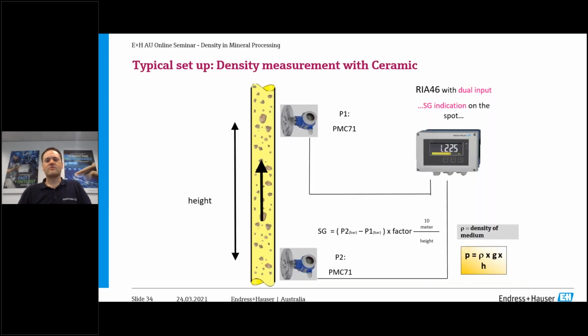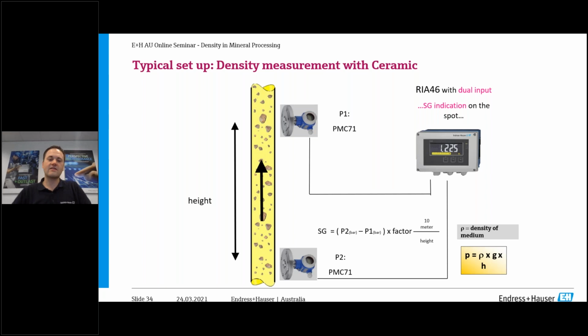In terms of a typical setup for differential pressure with a ceramic diaphragm, here we've got what we call the PMC71, so we've got two ceramic pressure devices here on a vertical riser or vertical pipe. Both of these outputs go into what we call an RRA46, which is a calculator with dual input, and then you can get SG indication right there on the spot.